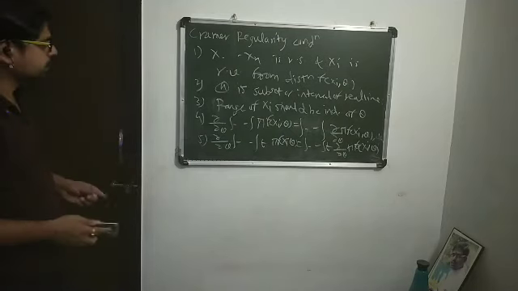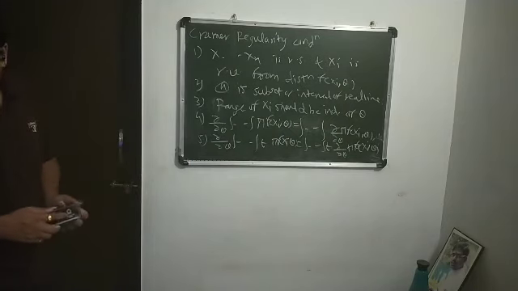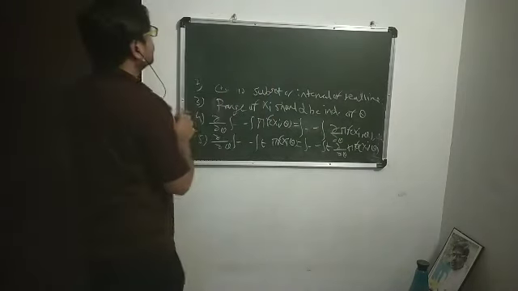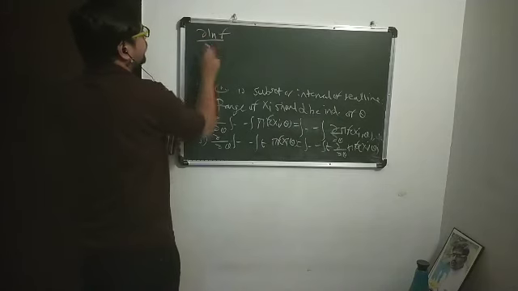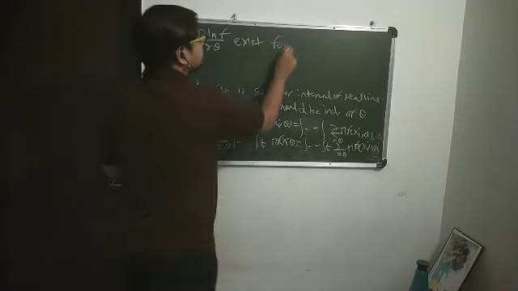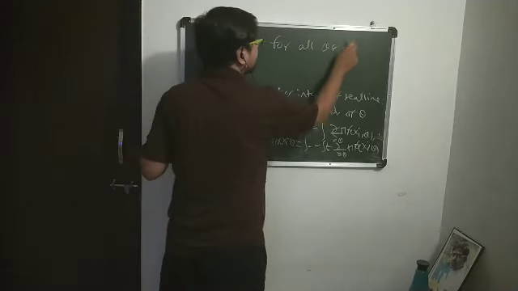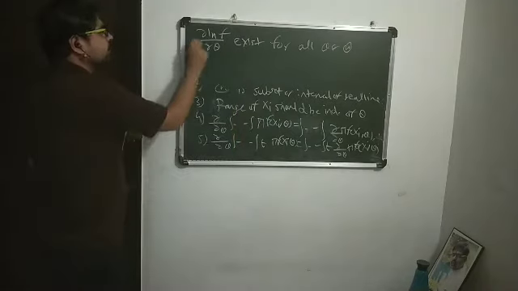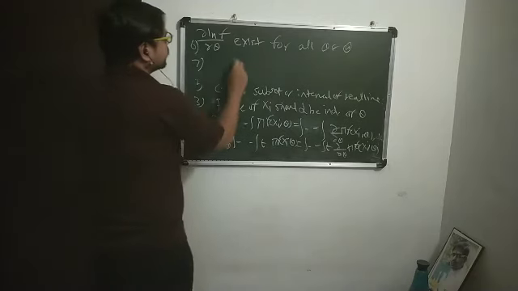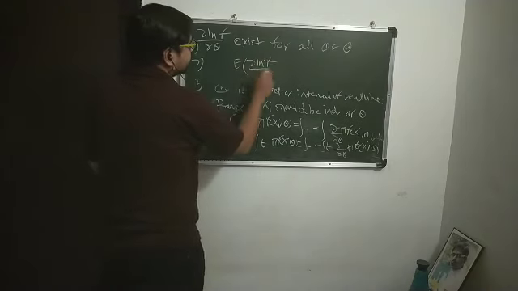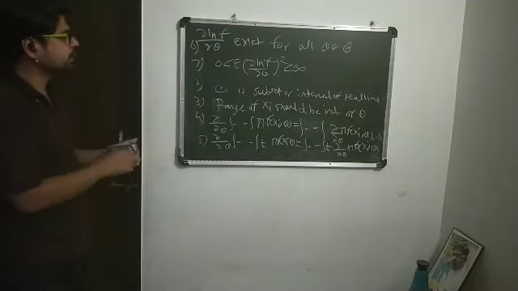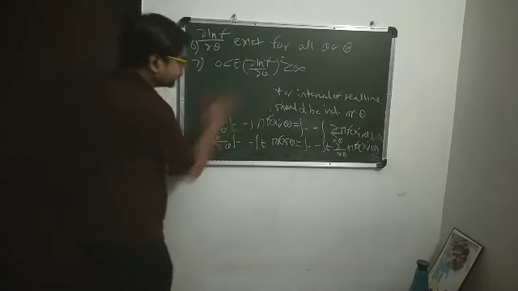So these are interchangeable. And the next condition is that dou log f by dou theta exists for all theta belonging to the parameter space. So this is our sixth condition. And the seventh condition is that the expected value of (dou log f by dou theta) squared should be finite. It should not be infinite. These are the 7 conditions of the Cramer regularity conditions.